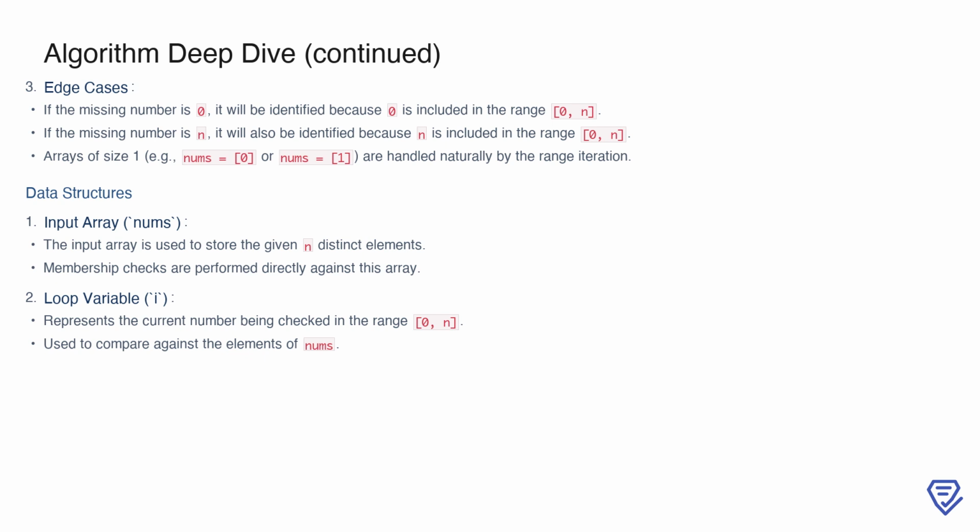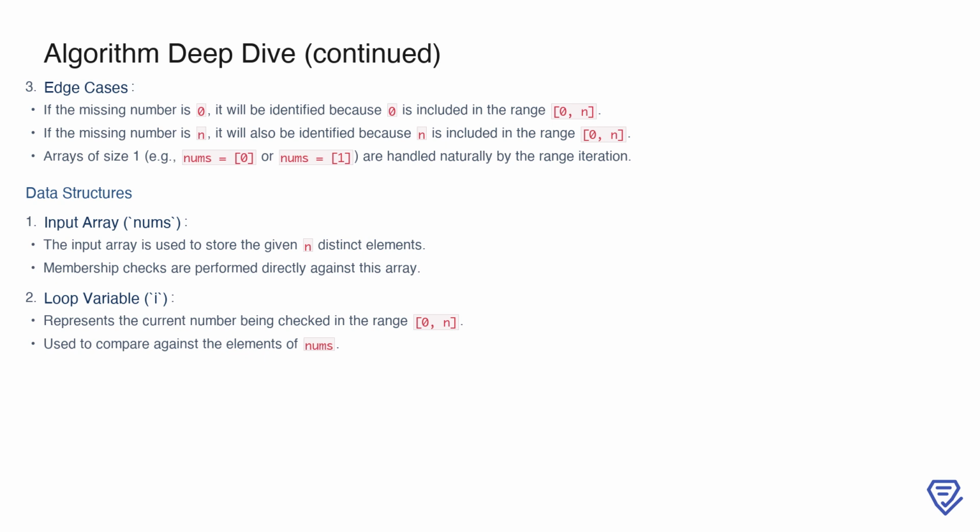This algorithm naturally handles various edge cases. For example, if the missing number is 0, it will be correctly identified since 0 is explicitly included in the range 0, n. Similarly, if the missing number is n, it will also be identified because the range includes n as well. Even for small arrays, such as when nums contains only one element, the algorithm functions correctly. For example, if nums equals [0], the range iteration will determine that 1 is missing, and if nums equals [1], it will identify 0 as the missing number.